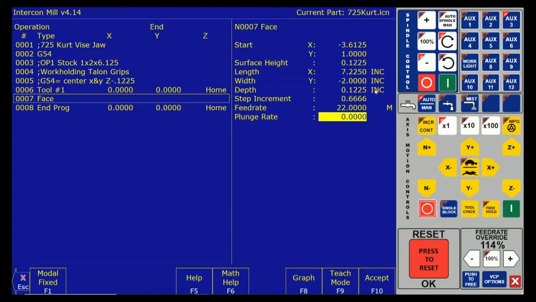All right, feed rate, 22. Notice when I hit 22 that I got an M. Any idea what the M is? Modal. This feed rate is going to be modal. What is modal? Modal means it is active until canceled. In this case, a 22 inches per minute feed rate would be active until another feed rate came out. All right, I went back up to that line, and notice F1 says modal or fixed.